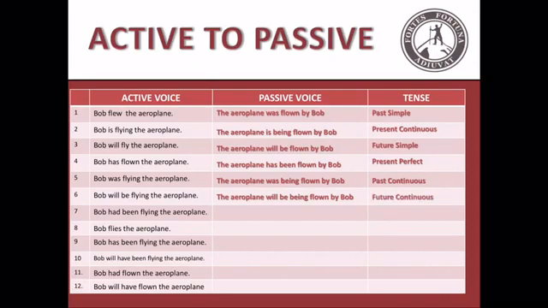Bob had been flying the aeroplane. These in the passive are very rare, but they do occur. So the aeroplane had been being flown by Bob. And that is a past perfect continuous passive sentence. As I say, not very common, but they do occur.